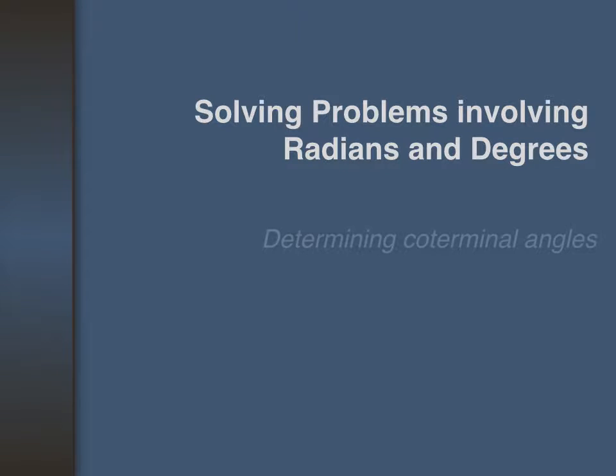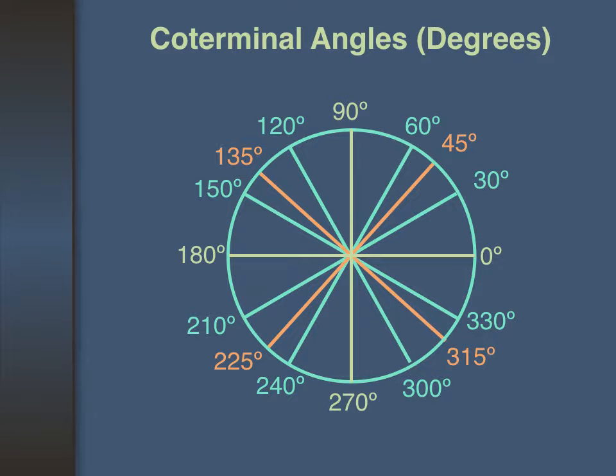In this video, we'll determine coterminal angles when the angles are given in both radian and degree measure. We'll take a look at the circle with degrees already written on there. We know that 0 degrees is the same thing as 360, so it turns out we could add 360 to any of these angles to find a coterminal angle. In other words, if you look at 30 degrees, 30 plus 360 equals 390. So an angle that is coterminal with 30 degrees would be 390.